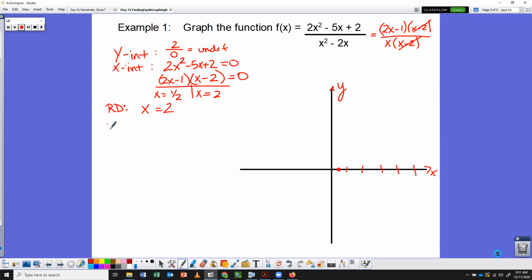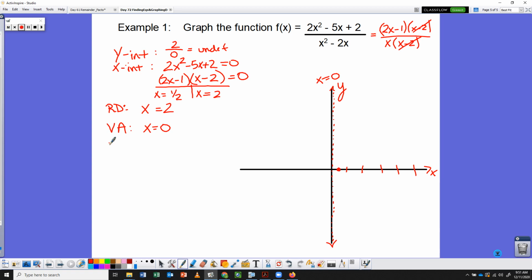Now let's talk about vertical asymptotes. After the reducing of this fraction, we notice that the only thing left in the bottom is x. So that means the vertical asymptote is going to be at x equals 0. X equals 0 is just a fancy name for your y-axis. So this is, again, why my graph never hits the y-axis, because it's a vertical asymptote.